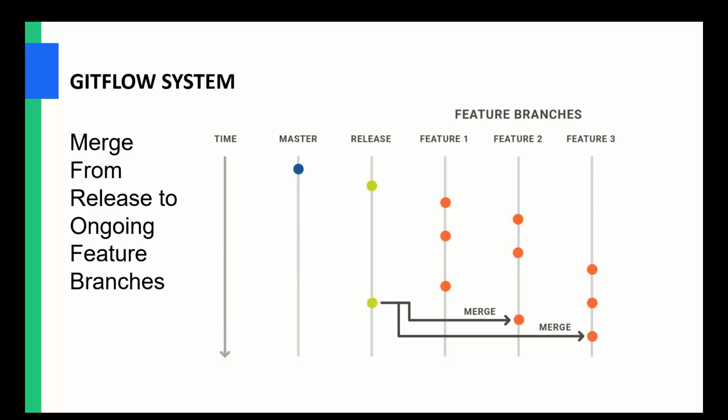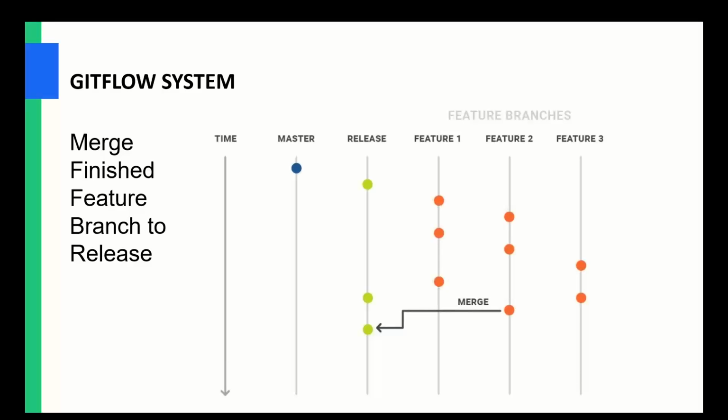Okay, so now, once I merge changes from a feature branch into my release branch, I need to make sure I also merge changes from my release branch into my ongoing feature branches, the ones that aren't done yet. That keeps everything up to date.